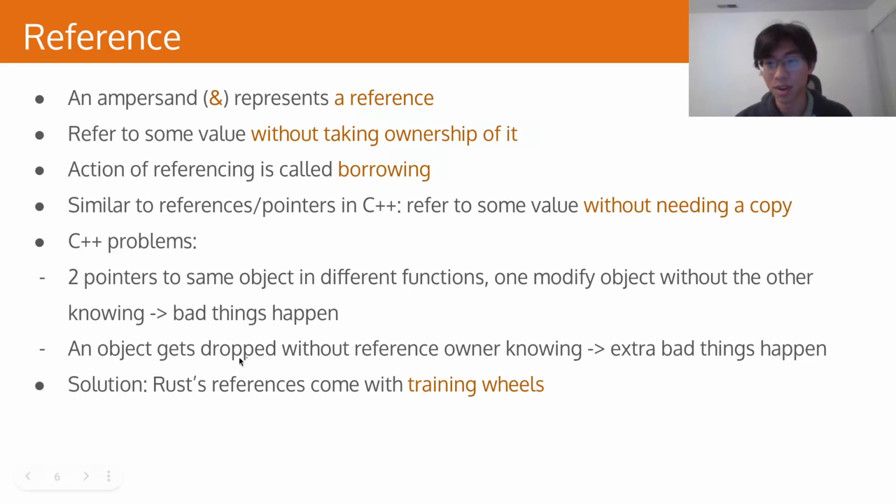Or another case where we have an object but it gets dropped without the owner of the reference knowing. So let's say I pass in a pointer, and then in the function I set it to null, and then when it comes back the pointer is garbage, right? Extra bad things can happen here. So the solution is Rust references come with training wheels to help prevent these bad situations.